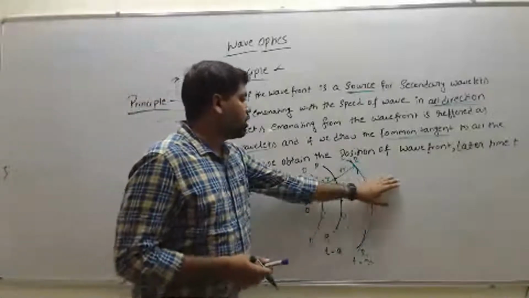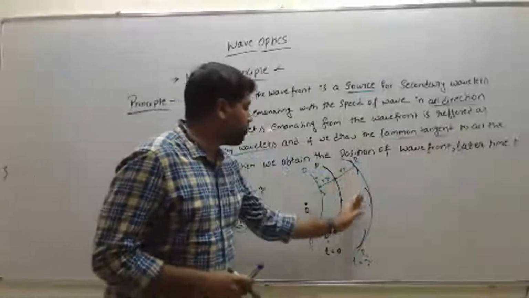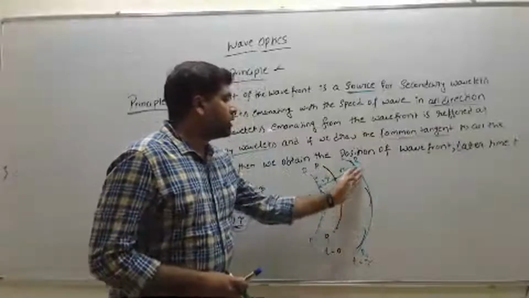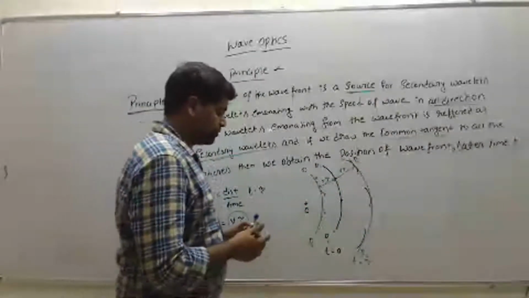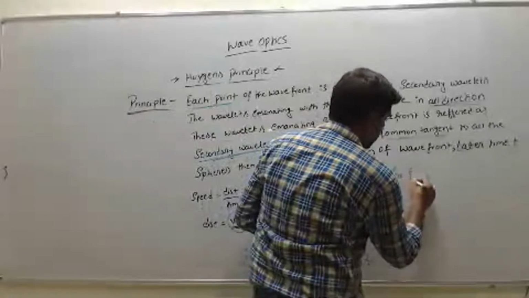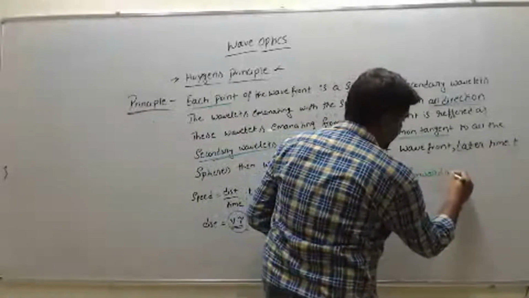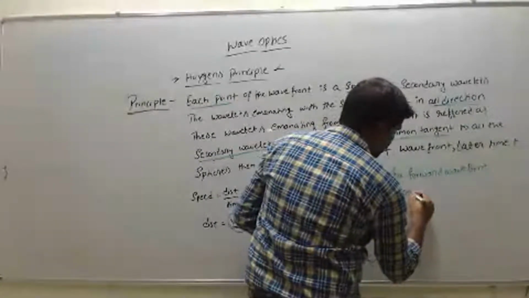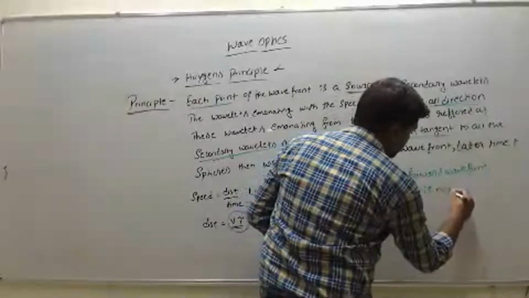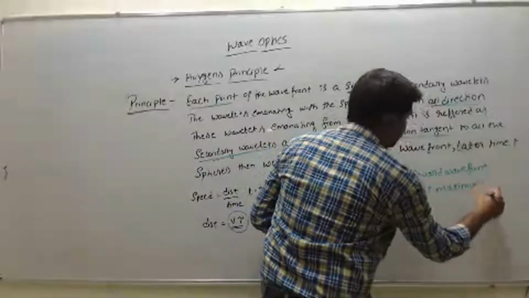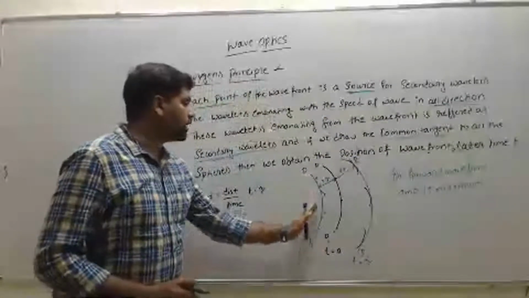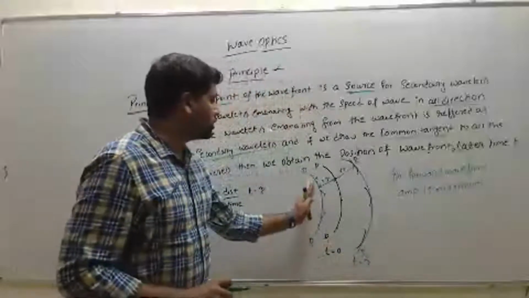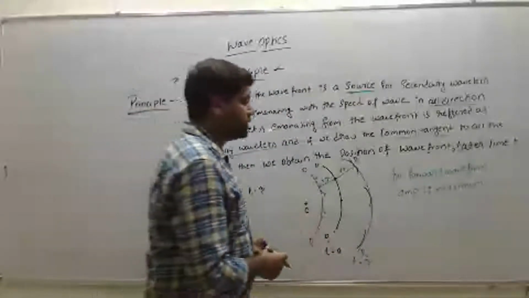Here Huygens also says that R1 is the forward wavefront. For the forward wavefront, the amplitude is maximum. And for the backward wavefront, that is d1, the amplitude is 0.